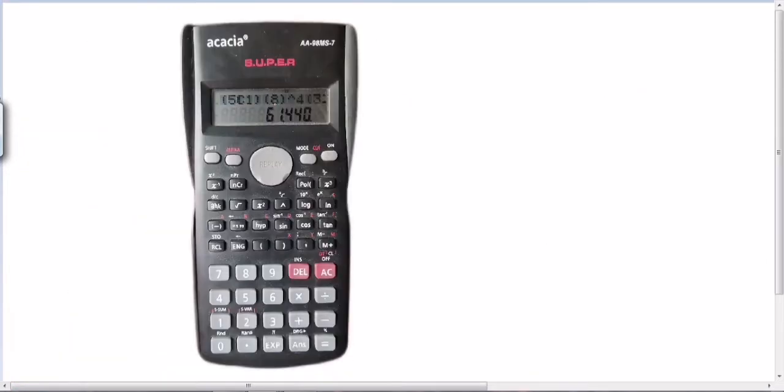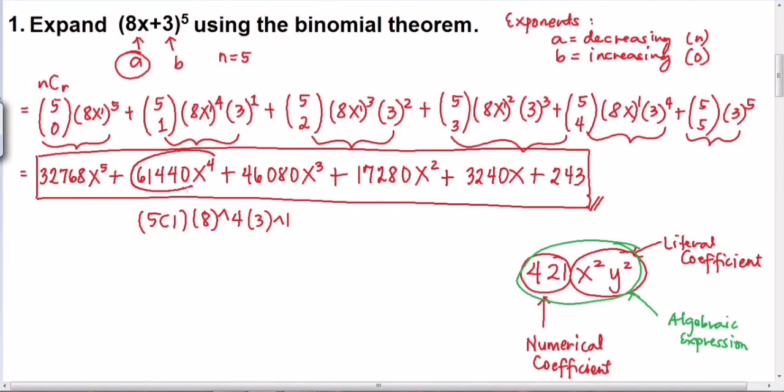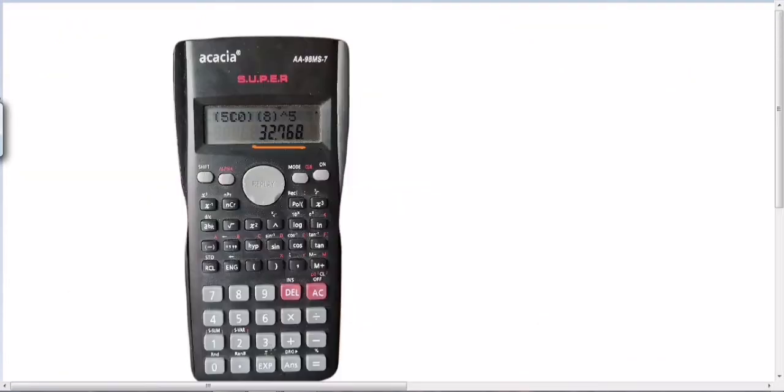Ayan, o. So, 5C1, 8, tapos yung bubong 4, tapos open parenthesis 3, hindi lang kita rito, pero may ganyan yan, tapos raised to 1. So, pag equals nyo, press si equals, ayan. So, lalabas 61,440, which is equal to this, 61,440. So that is how you do it when you have this type of calculator. Yung C niya nandito. Okay?